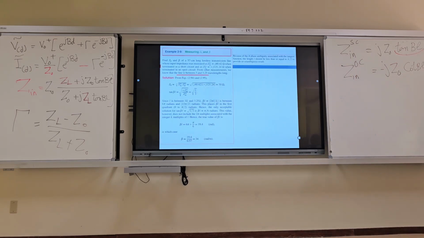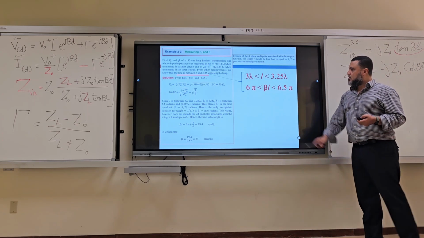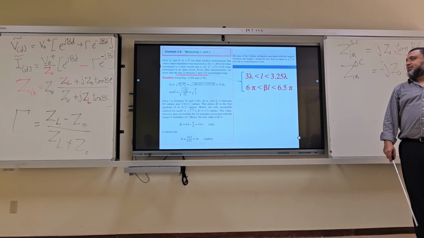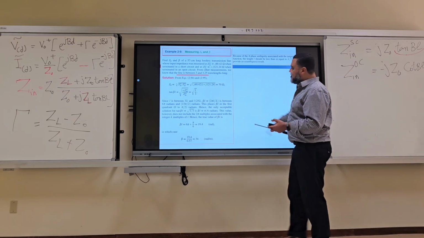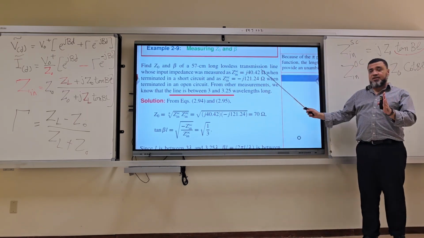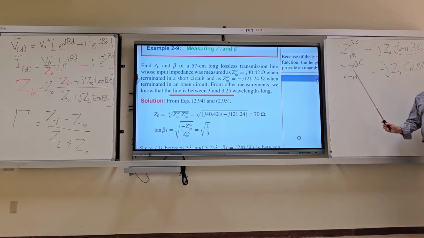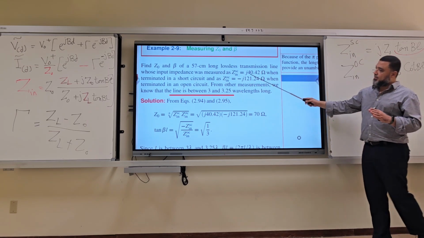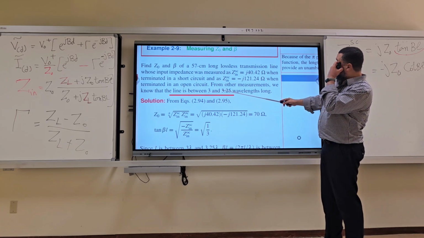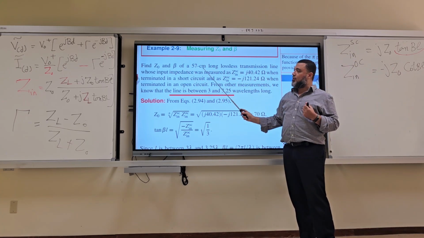So this is a good example. I want you to read this example and solve it by your heart. Okay? It gives you the emotive impedance. It's very straightforward. It gives you the emotive impedance of the short circuit case and the emotive impedance of the open circuit case. So it gives you these two values, ZM with short and open. And it asks you to find the characteristic impedance and the beta, and they give you L.